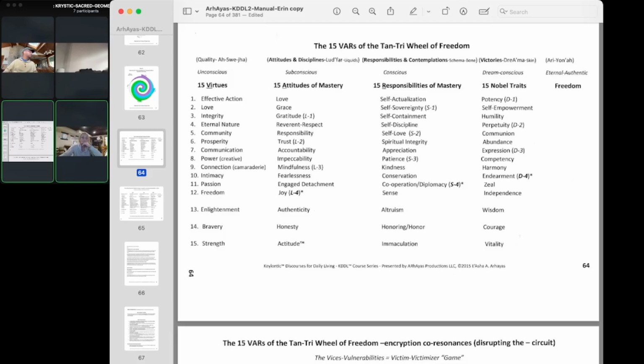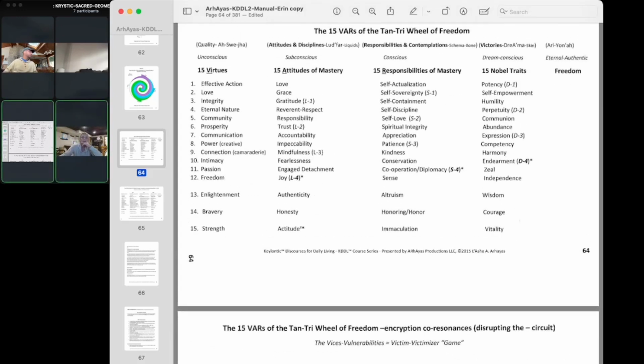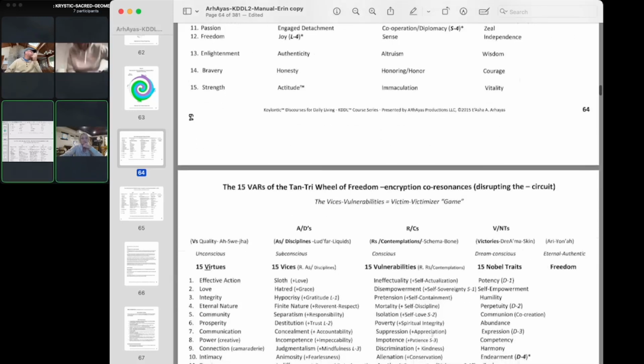Each wheel has the 12, and then the 13, 14, 15, the extra 3 are located all at the core, and also all on the outside. But around the wheel you have the main 12, and there are many ways to work with these things and combine them and study them. They pair together in different ways to create other things. And it's like vices and virtues.